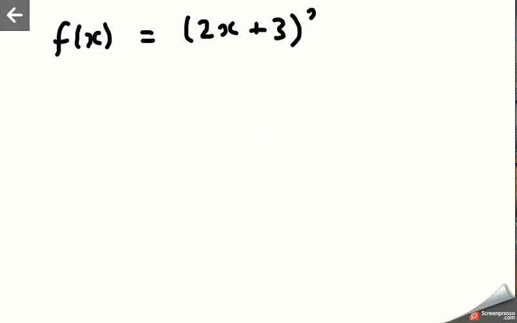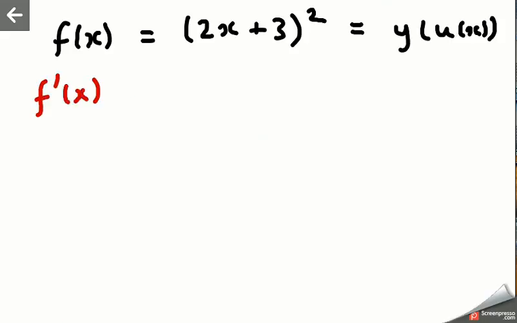So, the chain rule says for a function f of x, let's say f of x is equal to (2x + 3) to the power of 2, we can rewrite this as y of u of x, where y is some function of u and u is some function of x. Well, then in that case, we have that f prime of x is equal to y prime of u of x times u prime of x.